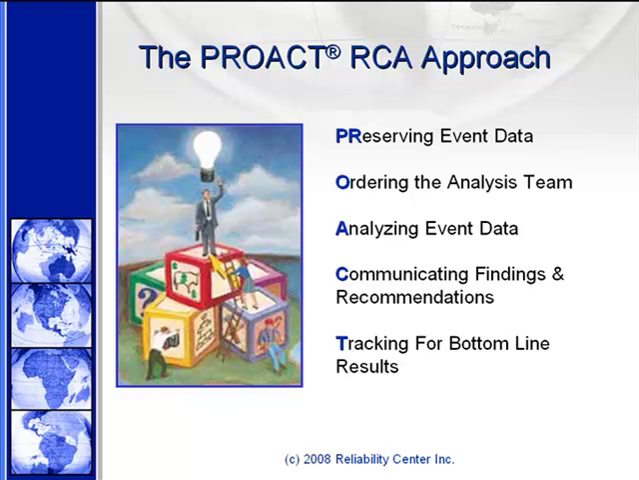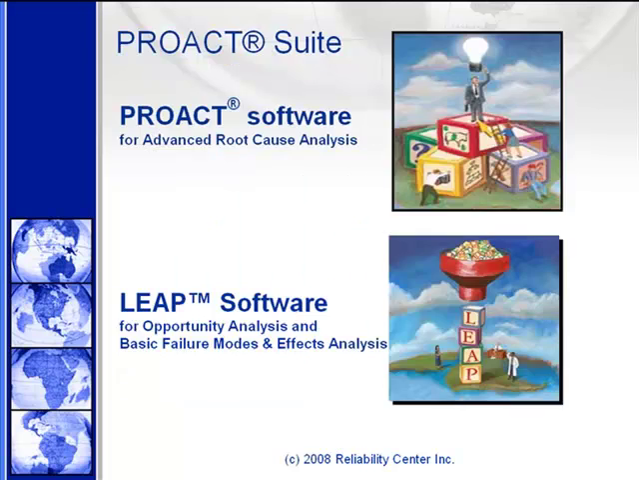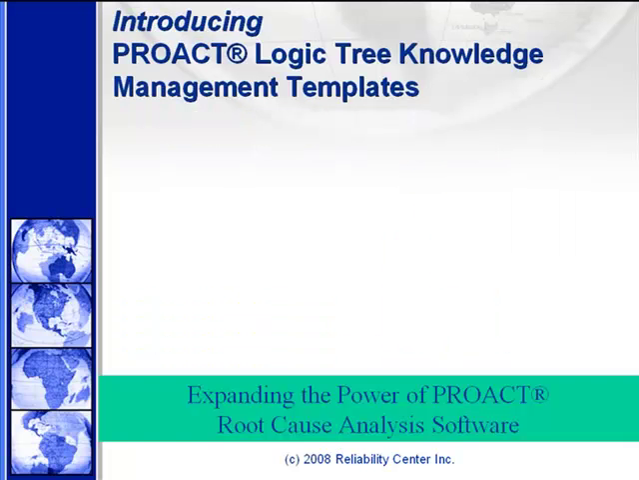And finally, you have to include tracking. That is, measuring the results, the metrics that you'll use to confirm the effectiveness of your recommendations once they're implemented and in place. The Reliability Center has a unique software, Proact Suite, that includes 2 major modules. The Proact software module for advanced root cause analysis and the LEAP software for opportunity analysis and basic failure modes and effects analysis. We're going to concentrate on the former today, as this is where we'll be working with the new templates. The Proact Logic Tree knowledge management templates are the next step forward in root cause analysis software.